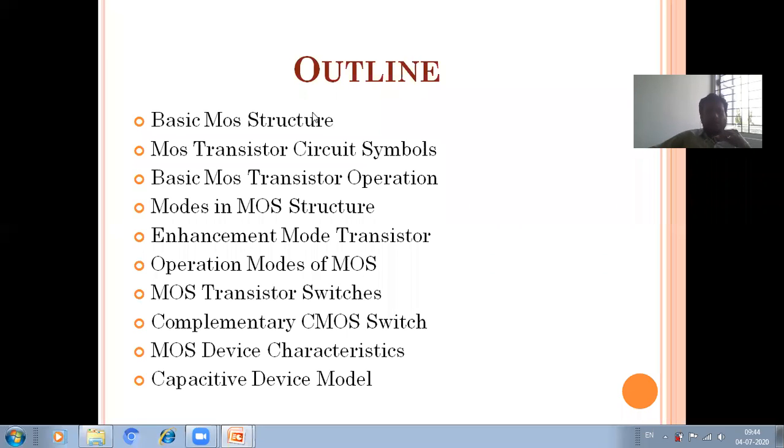Now the outline of today's presentation is the basic MOS structure, MOS transistor circuits involving basic MOS transistor operations, modes in MOS structure, enhancement mode transistor, operation modes of MOS, MOS transistor switches, then the complementary CMOS switch, MOS device characteristics, and the capacitive device model. So these are the outlines of today's session.